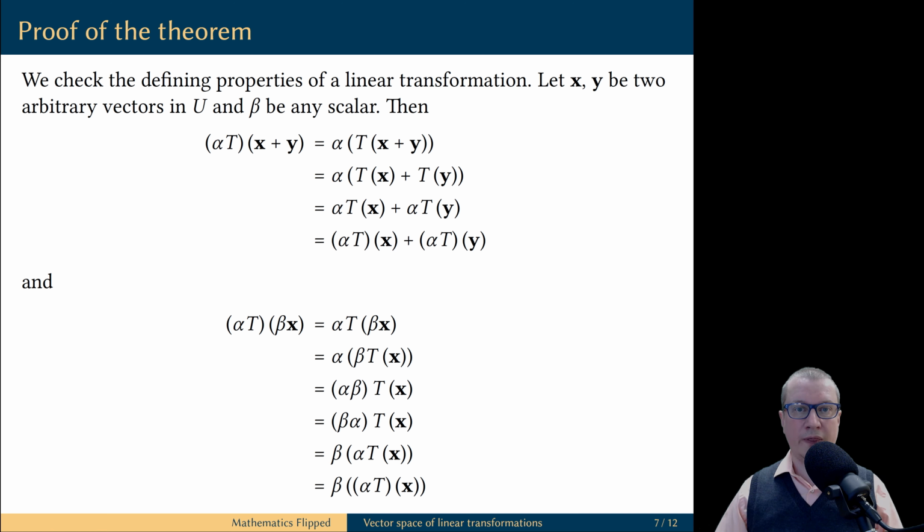The term in parentheses is the value of the function alpha T at the vector x. But this computation shows that the function alpha T respects scalar multiplication, because we were able to take the scalar beta from inside the function and move it in front of the function. We have verified the two properties of linear transformation, therefore alpha T is indeed a linear transformation.